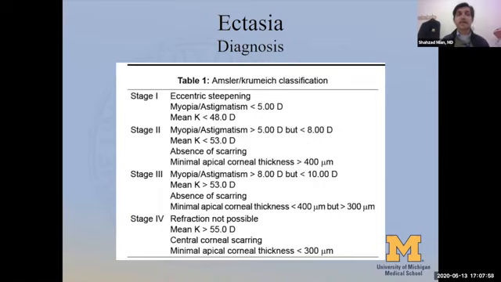Ectasia diagnosis has been described in the literature with many different classifications. The Amsler-Krumeich classification was one of the early ones, which uses information from the patient, including refraction. So this is spectacle refraction, implying that the more irregular astigmatism there is, the more suggestive of keratoconus. A steep manual keratometry reading of more than 55 for advanced stages, development of corneal scarring, and thinning of the cornea at the apex. So these are, again, clinical factors that can be used to make a staging category. But again, this is based on information that's been around for many, many years.